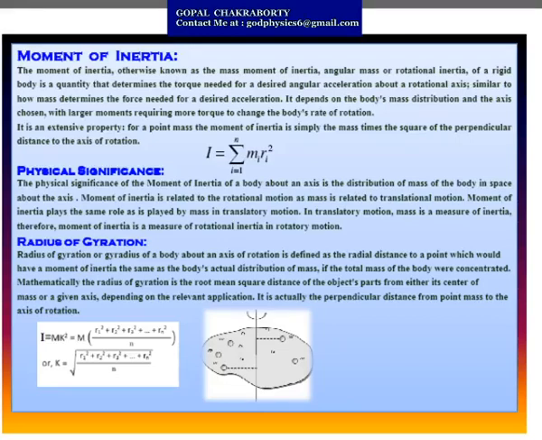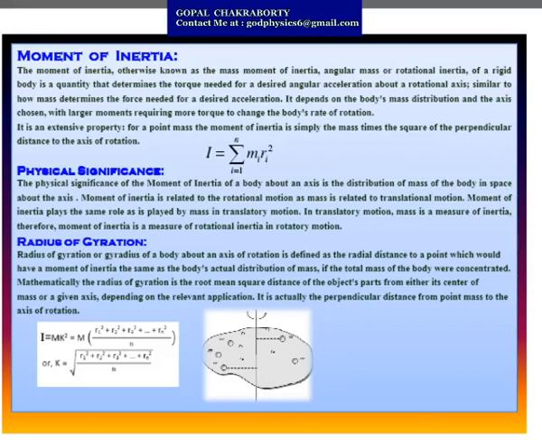It is an extensive property for a point mass. The moment of inertia is simply the mass times the square of the perpendicular distance to the axis of rotation. So for a large number of particles we can write capital I, because moment of inertia is denoted by capital I. So capital I equals the summation from i equals 1 to n of mi ri square.